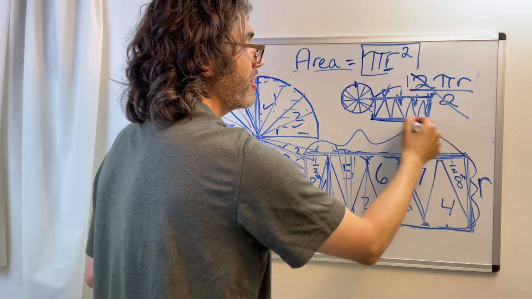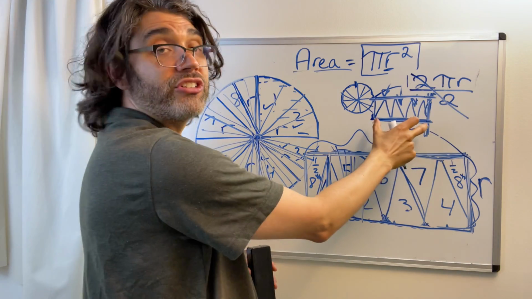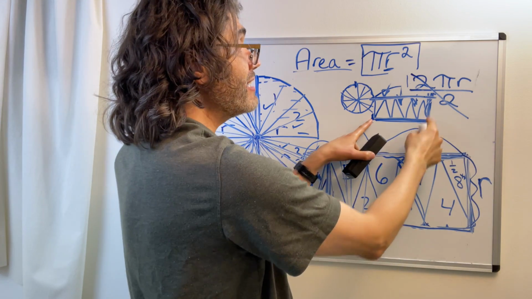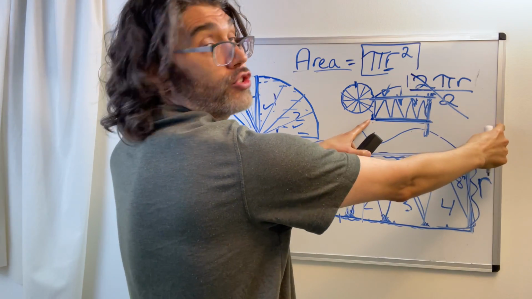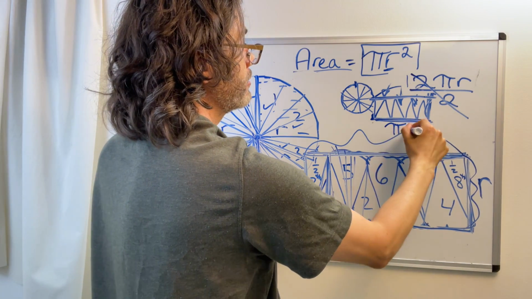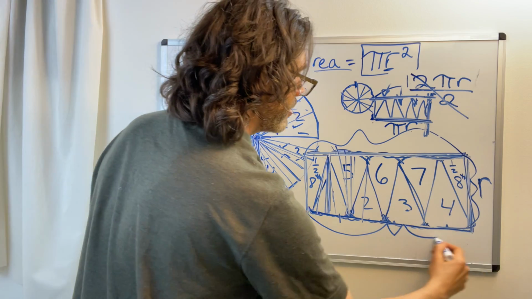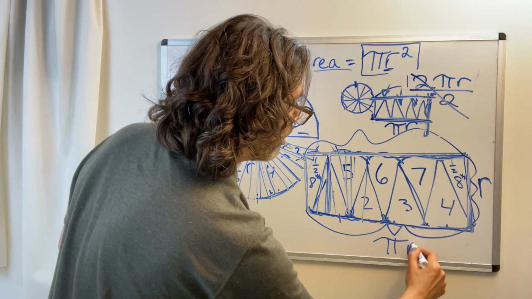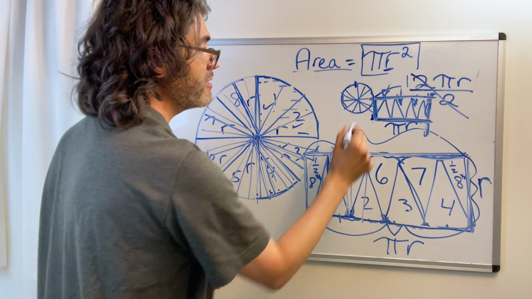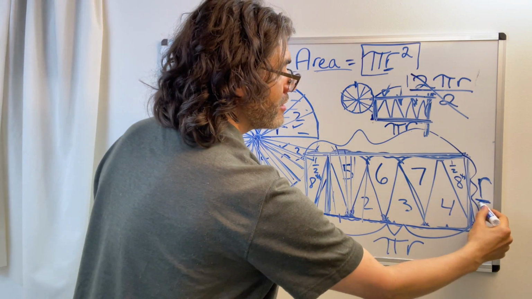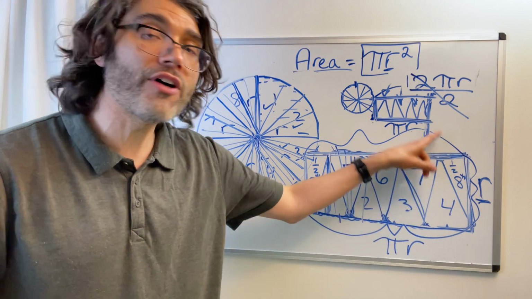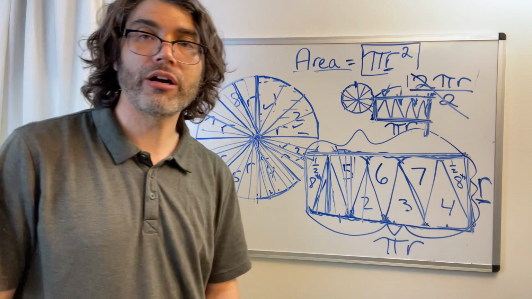So this length is not the full circumference anymore. This length was the circumference; half of it is not. This whole length was 2 pi r, half of it is 1 pi r. So this length right here is pi r. And what did we say the height was of each of these slices? R, the radius. We now have a rectangle that has a height of r and a length of pi r.